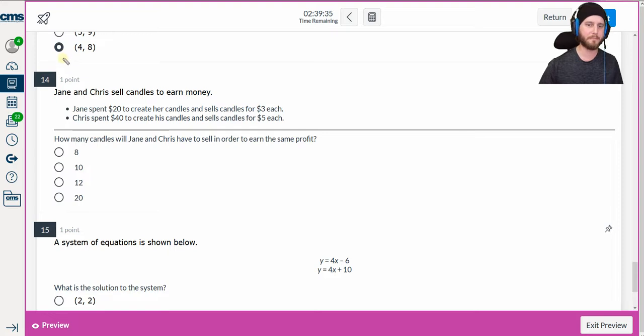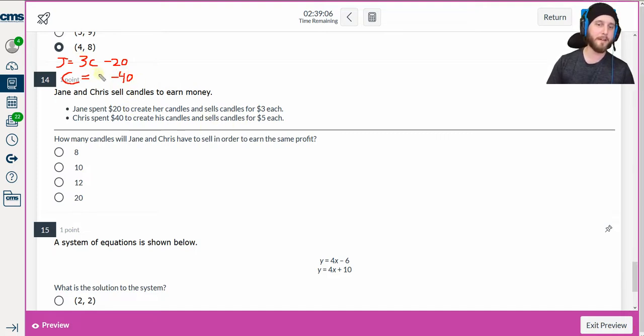For Jane, it costs her $20. Well, that's going to be a -20. And she sells them for $3 each. Well, that's $3 times the number of candles. And then for Chris, I shouldn't be using C and J because now it's going to get confused. Well, for Chris, he spent $40, so that's -40, and he sells them for $5 each.